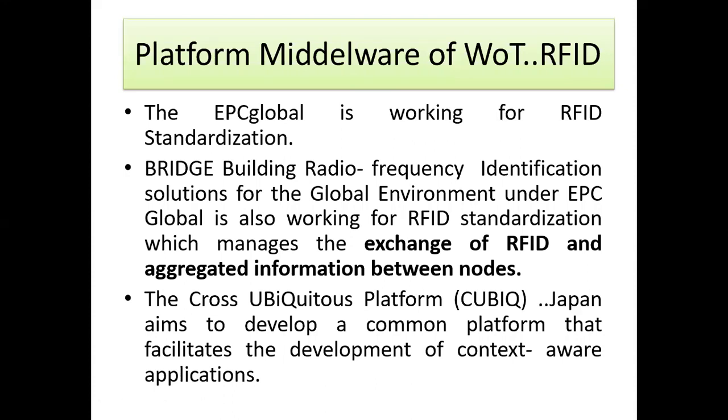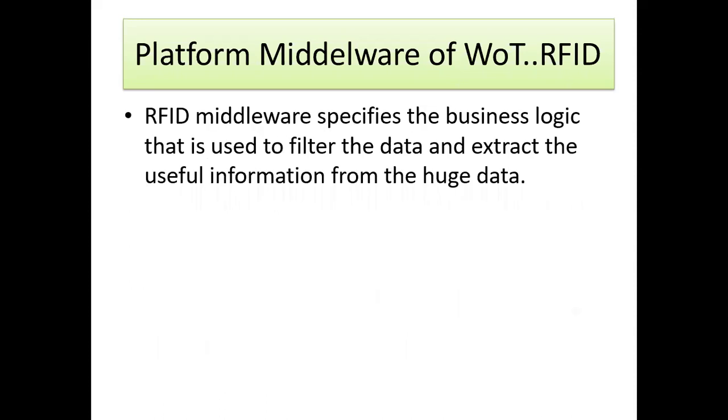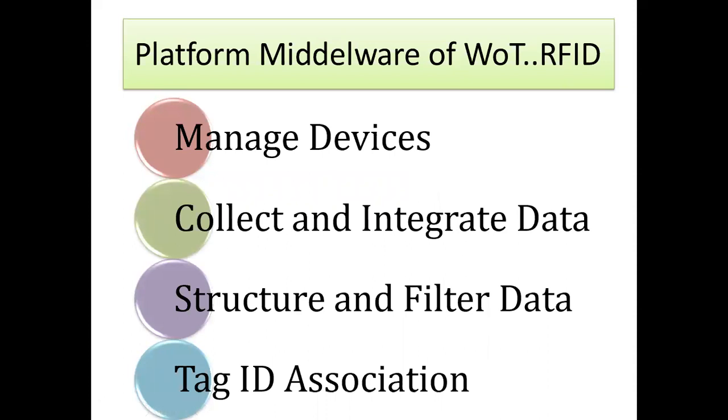So the RFID middleware specifies the business logic that is used to filter the data and extract the useful information from the huge data. There are some key points. The RFID middleware manages the devices, collects and integrates the data, structures and filters the data, and handles tag ID association.